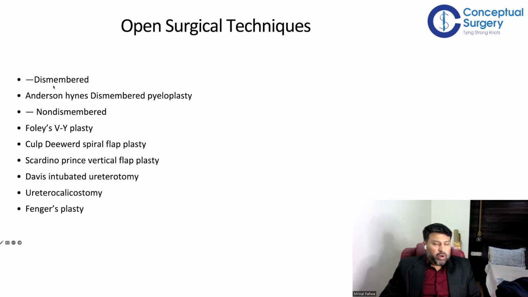So it is broadly divided into dismembered and non-dismembered. Dismembered is when we cut the PUJ, and the standard one is Anderson-Hynes, which is the most popular and most commonly done pyeloplasty. Then there are the non-dismembered procedures, which are flap-based, depending on certain specific indications. In certain cases, we can't proceed with dismembered, so we do the flap procedures or non-dismembered procedures. We'll be talking about all these in detail in subsequent slides.